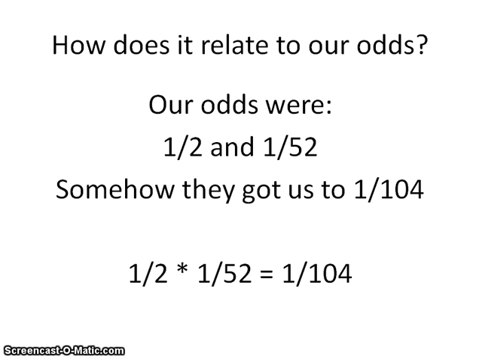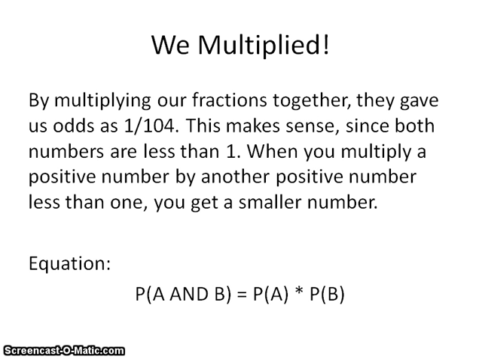Well, what if we multiply them? 1/2 times 1 out of 52 gives us 1 out of 104. The 1s in the numerators multiply to 1, and the 2 times 52 gives us 104. So the trick was we multiplied. By multiplying our fractions together, they gave us odds of 1 out of 104.